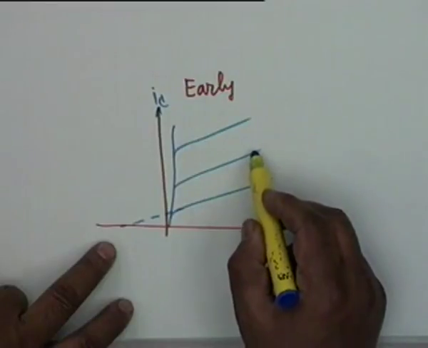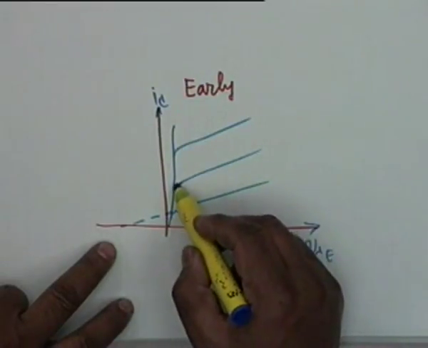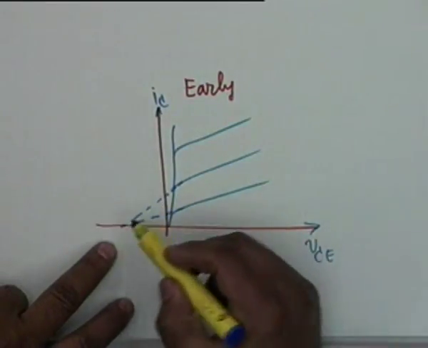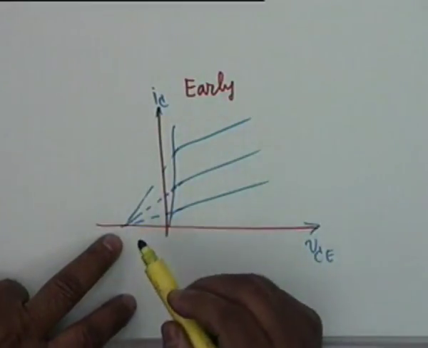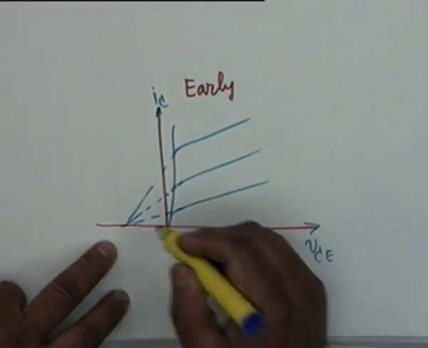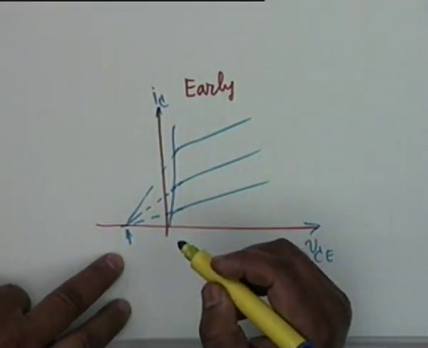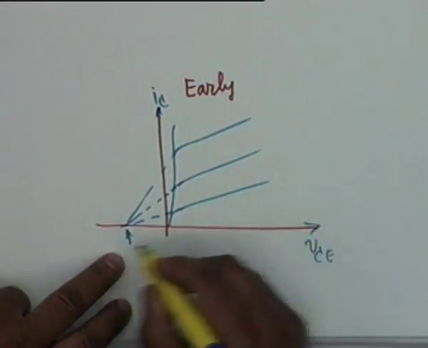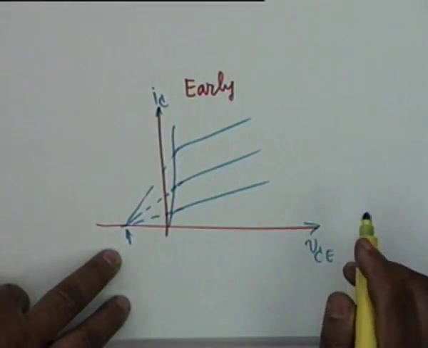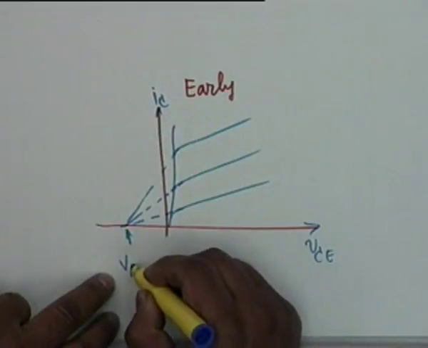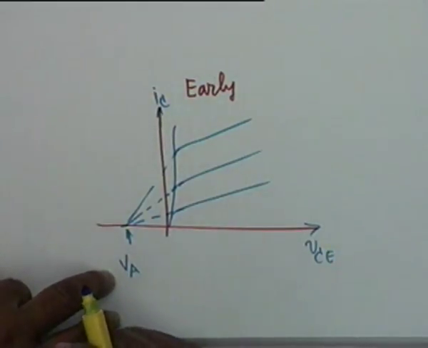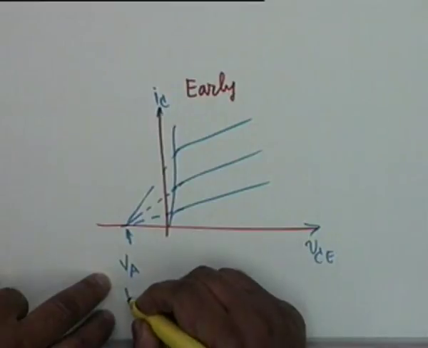And if I extend all of these lines to the back, it turns out that they meet approximately at the same point. It's a very interesting discovery. So this point, the value of the voltage on the VCE axis, is a negative voltage. The value of the voltage was called V sub A, and it is called the Early voltage.